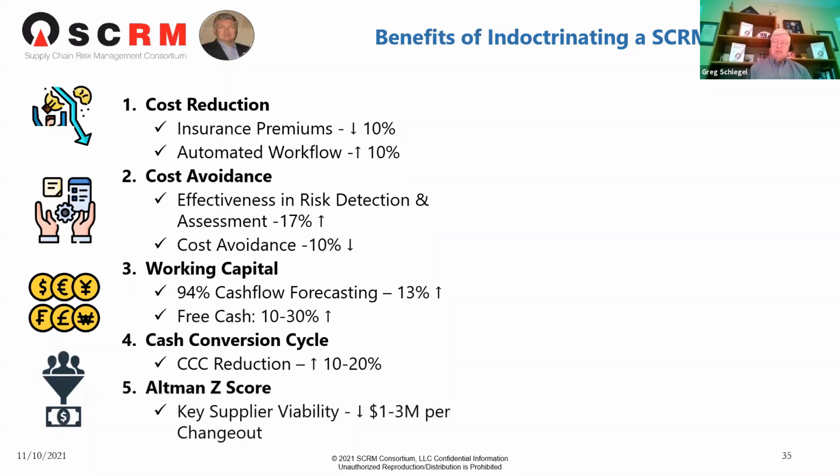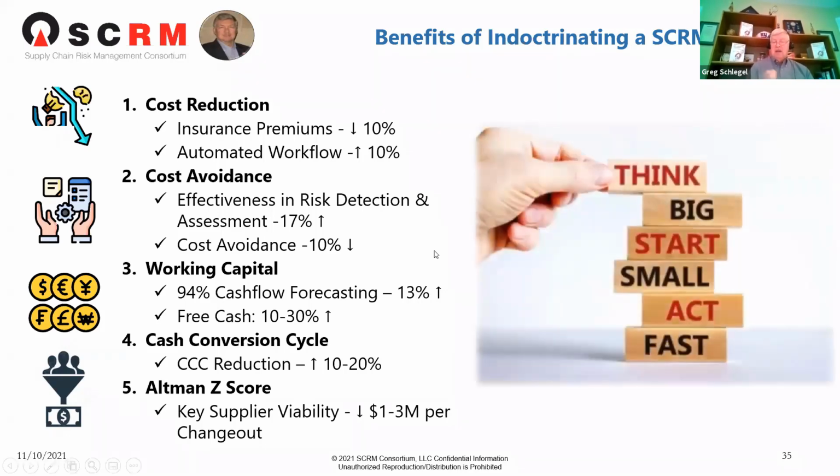And then finally, Altman Z-score. Not many people know about it, but this is a bankruptcy predictor set of algorithms. It's free. You can find it on Wikipedia. All you need is income statement and balance sheet data, and you can go through a heat map, and it has a 90% accuracy level of projecting bankruptcy 12 to 15 months into the future. Who wouldn't want to know that, especially with their tier 1, tier 2 suppliers? And the reason we advocate key supplier financial viability is that if you have to change a tier 1 supplier, the number comes out anywhere from $1 to $3 million out of your pocket to change from one key supplier to another. That's real money. So think big, start small, act fast. That's our benefits of a SCRM program.